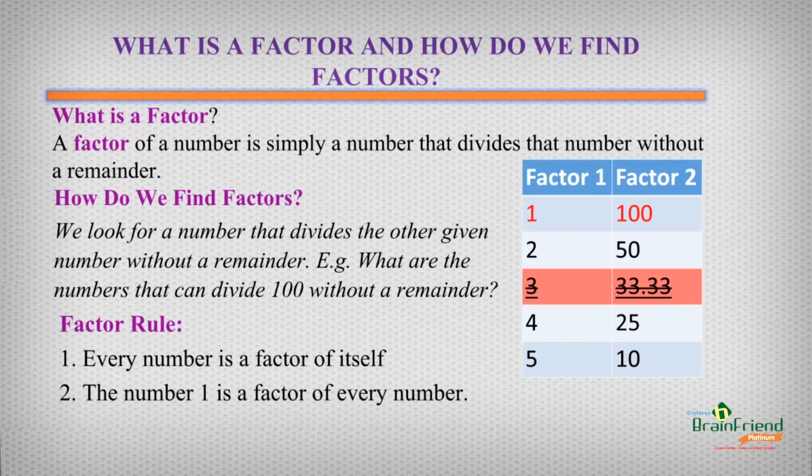Finally, let's try 5. 100 divided by 5 would give us what? 10. And also 100 divided by 10 will give us 5. That means that 5 is a factor of 100 and also 10 is a factor of 100. There are simple rules to find factors of any number, and the rules are this. 1. Every number is a factor of itself, just as we saw here that 100 is a factor of itself. Also, 1 is a factor of every number. As you can see, 100 divided by 1 still remains 100.